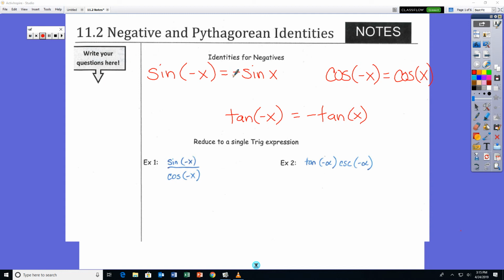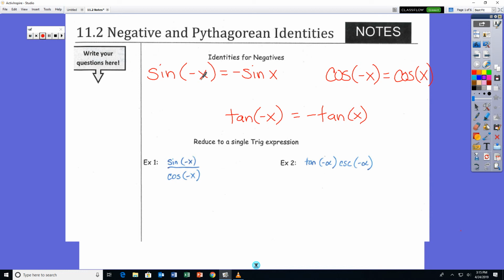For our negative identities, we have sine of negative x would give us negative sine of x. Cosine of negative x would get you positive cosine of x, and then tangent of negative x gets you negative tangent of x. These are basically just three more identities you're going to have to memorize and use going forward.